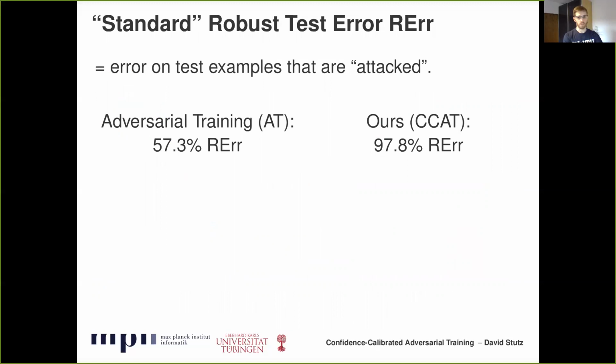We all know the standard robust test error is usually computed as the fraction of test examples that are misclassified or can successfully be attacked. So the robust test error also subsumes the clean test error. And as can be seen here, unfortunately, our model does not seem very robust. The robust test error is nearly 100%.